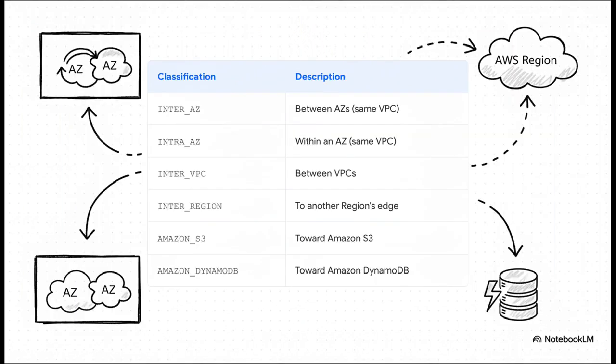Now, to make all this even easier to understand, the service automatically sorts your network traffic into these neat little categories. You can instantly see traffic that's staying inside one availability zone, traffic going between AZs, between VPCs, or even traffic that's headed for another AWS region entirely. And what's incredibly helpful, it specifically calls out traffic going to key services like S3 and DynamoDB.